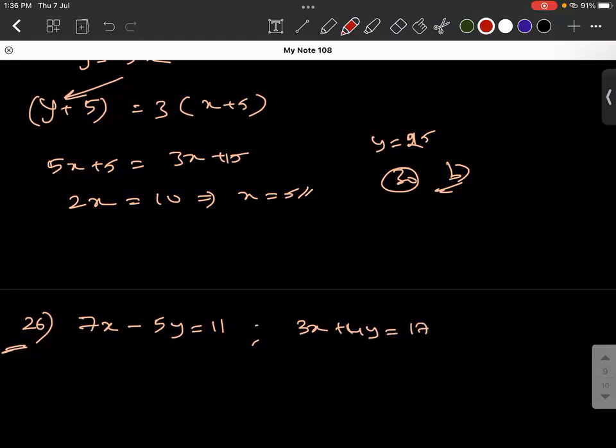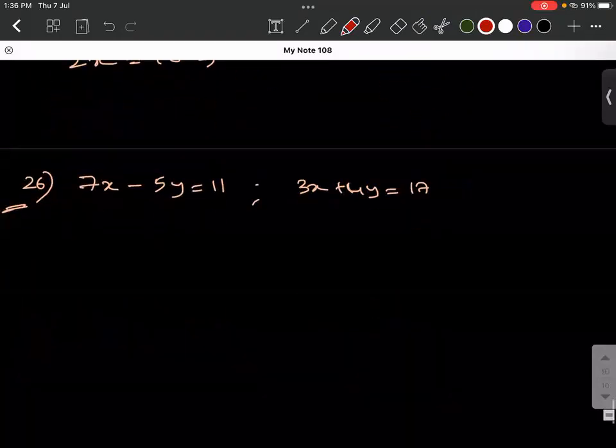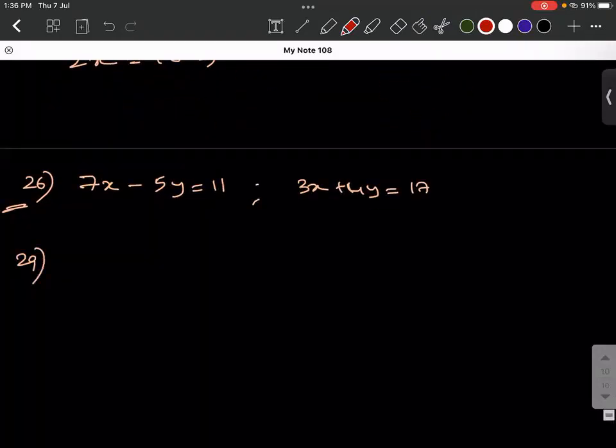So 7x minus 5, okay, they're asking us to solve this. See, solving part, you can do it. See, 26th, 27th, and 28th, let's not do it now. We'll go for 29th. 26, 27, 28, you can do it as homework. So let's see 29th. x plus 2 divided by x minus 2 is equal to y plus 8 divided by y plus 4.